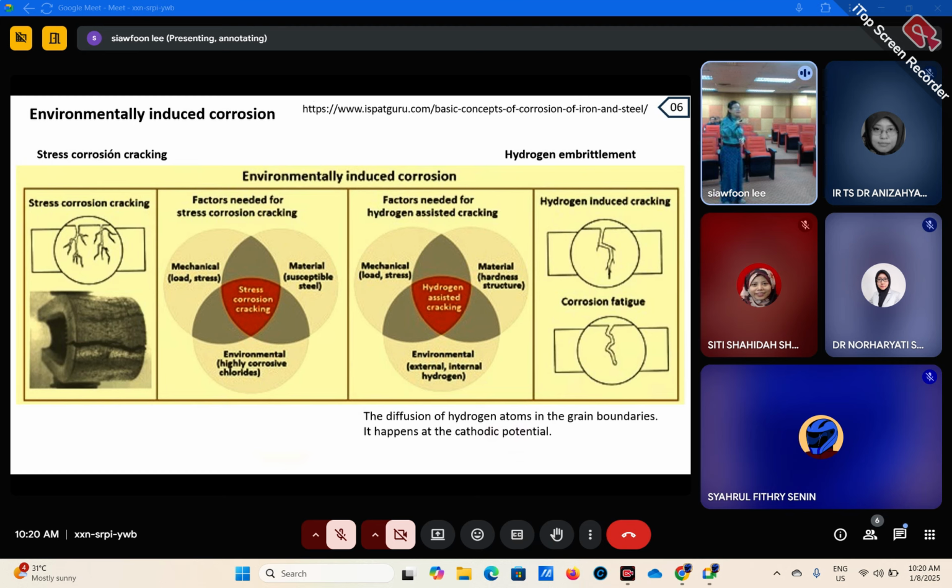And another one is hydrogen embrittlement. So what does it mean? Hydrogen embrittlement means hydrogen atoms enter into the crack, because sometimes when they apply cathodic protection, the cathodic potential will actually create hydrogen. So this hydrogen will enter the crack, and this causes the steel to break in half. So this kind of break is called hydrogen embrittlement.